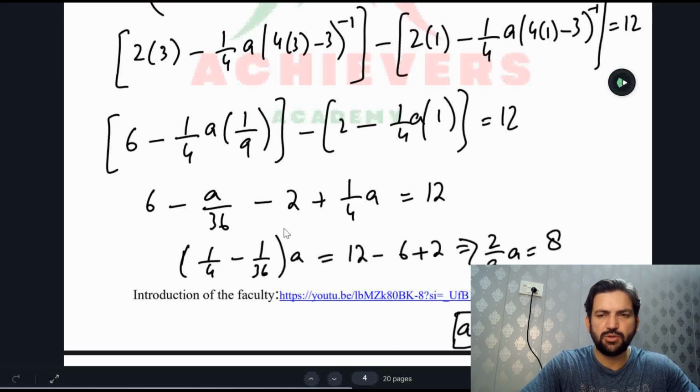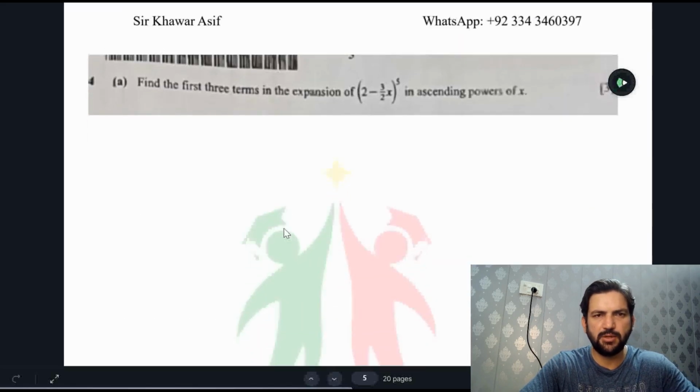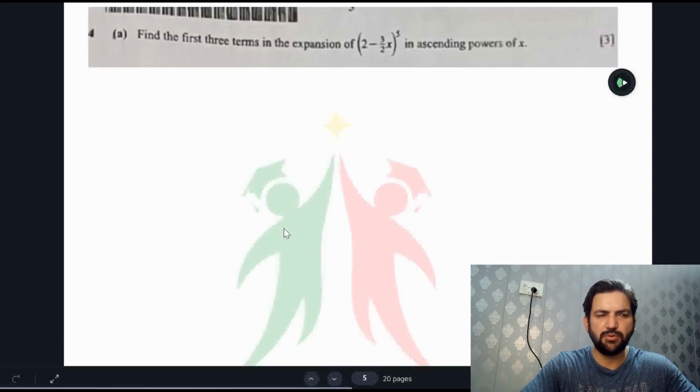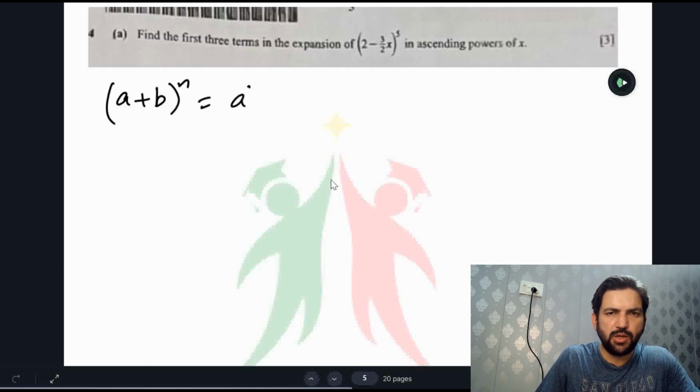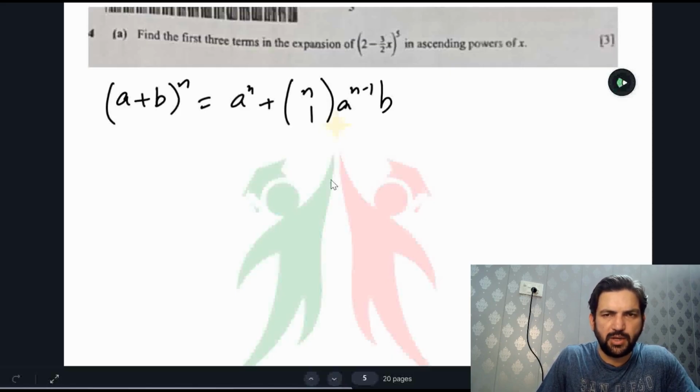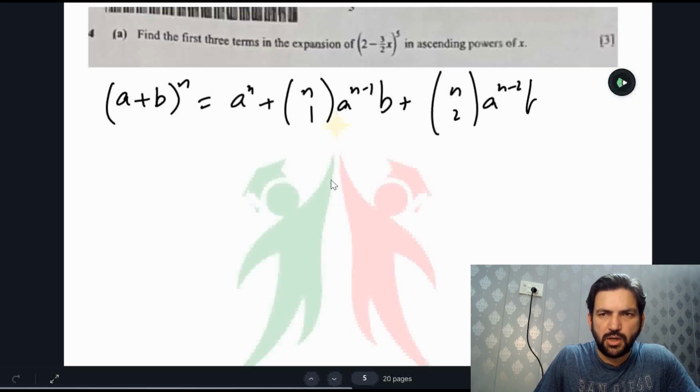Let's move to the next question, question number 4. In question number 4, we have to find the first three terms in the expansion of this in ascending power. How can we expand this one? Before that, we have to write the binomial expansion formula: (a + b)^n equals a^n plus nC1 a^(n-1) b plus nC2 a^(n-2) b squared.